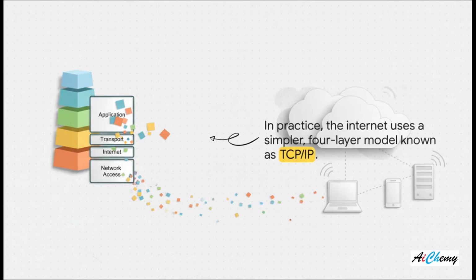Now, that 5-layer model is great for understanding the theory, but in the real world, the internet we use every day actually runs on a simpler 4-layer model called TCP/IP. And why is it simpler? Well, it's all about practicality. It combines a few of those layers because when you're actually building the hardware and software, it's just a more efficient way to get the job done.